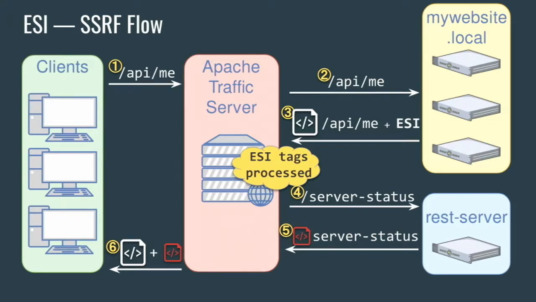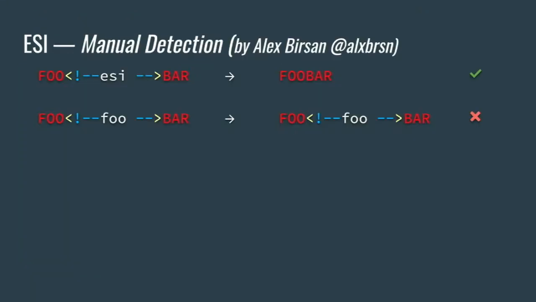However, a lot of them are also going to allow you to just do ESI include of basically anything, such as Squid and language-specific implementations, like Node.js implementations of ESI. So to perform manual detection, someone on Twitter called Alex Birsan came up with a pretty smart solution: he's leveraging ESI comments. If you send an ESI payload, which is an ESI comment, and it gets removed, that's a pretty big indication that you're dealing with ESI.